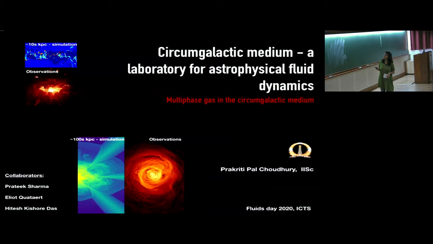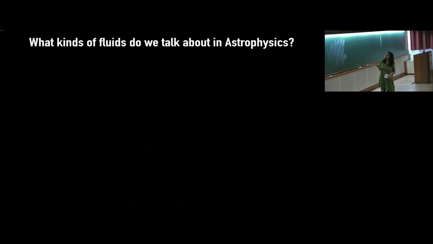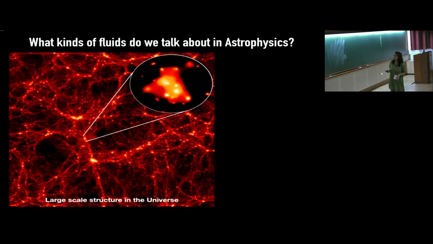First of all, I will try to tell what the CGM is and where we find it, and how exactly we study it as a fluid. So this is how the universe looks at very large scales. As you can see, there are several different kinds of structures. There are knots, there are filaments, and there are empty regions which are shown in black here. And these knots and filaments are where things are clumping.